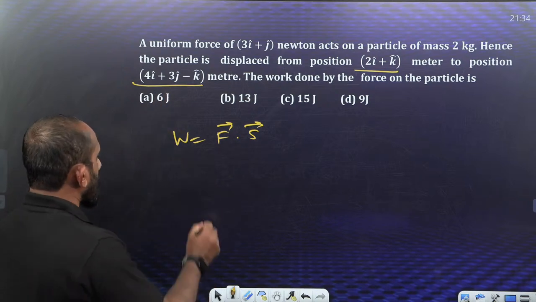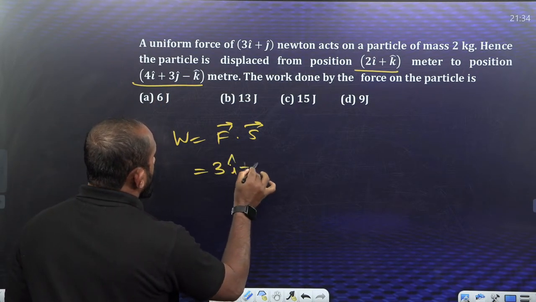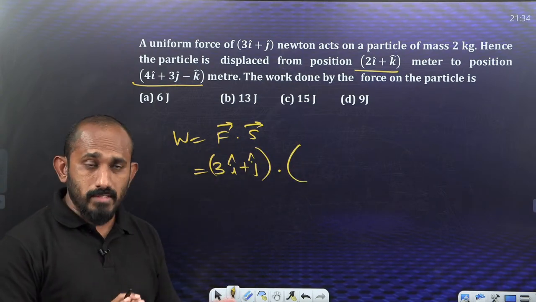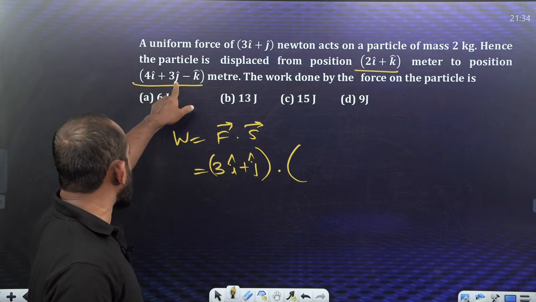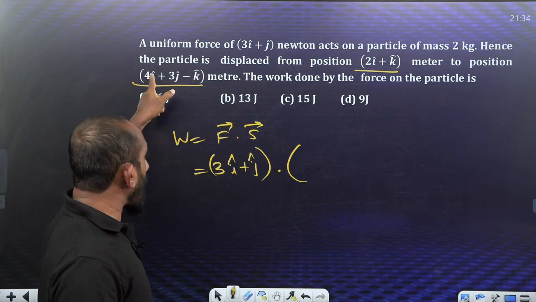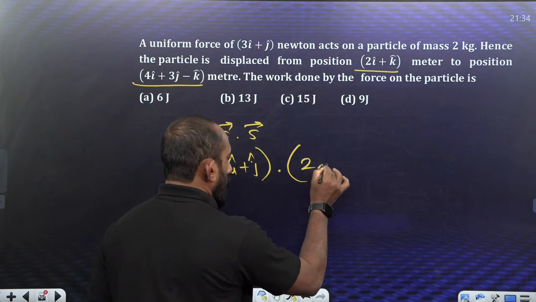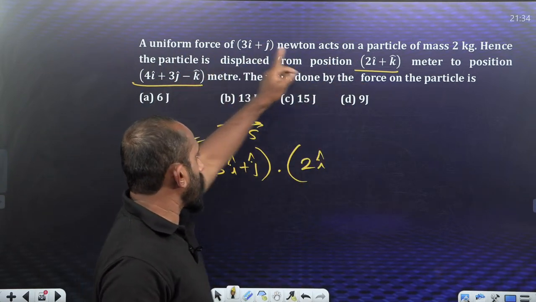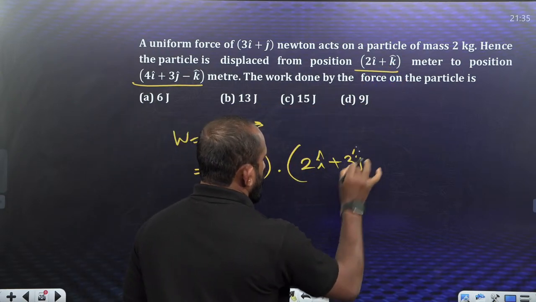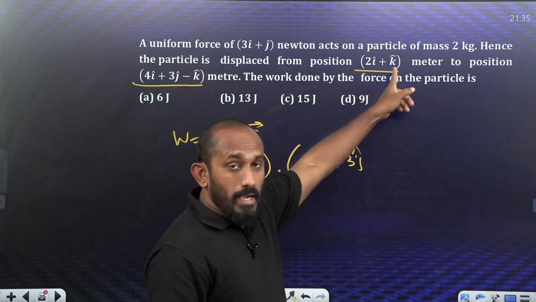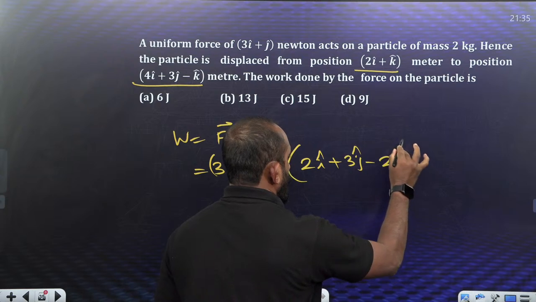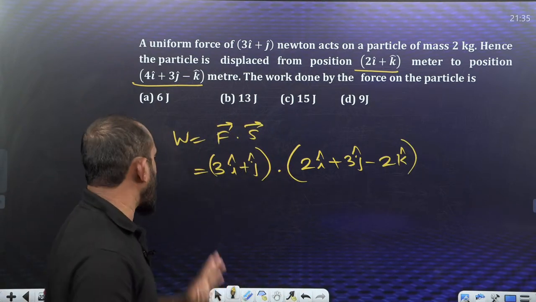So force F is given, 3i plus j, dot displacement. Displacement is final minus initial. Final is 4i plus 3j minus k, and initial is 2i plus k. So corresponding subtraction: 4i minus 2i, that is 2i. 3j minus, here there is no j component, that is 0, so 3j minus 0 is 3j itself. Minus k minus k, that is negative 2k.